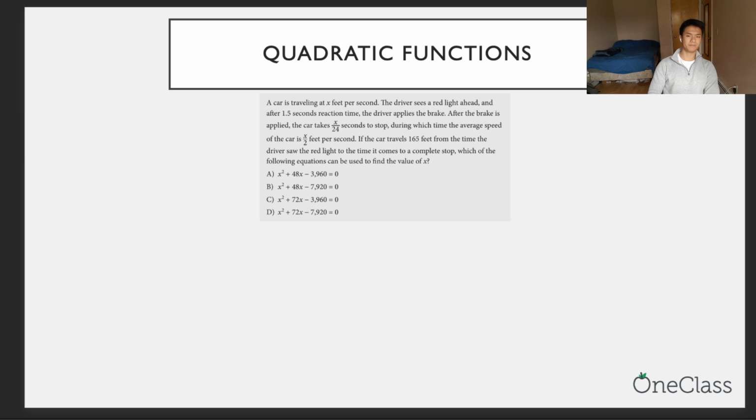So we can read it through here. A car is traveling at x feet per second. The driver sees a red light ahead, and after 1.5 seconds reaction time, the driver applies the brake. After the brake is applied, the car takes x divided by 24 seconds to stop, during which time the average speed of the car is x divided by 2 feet per second. If the car travels 165 feet from the time the driver saw the red light to the time it comes to a complete stop, which of the following equations can be used to find the value of x?